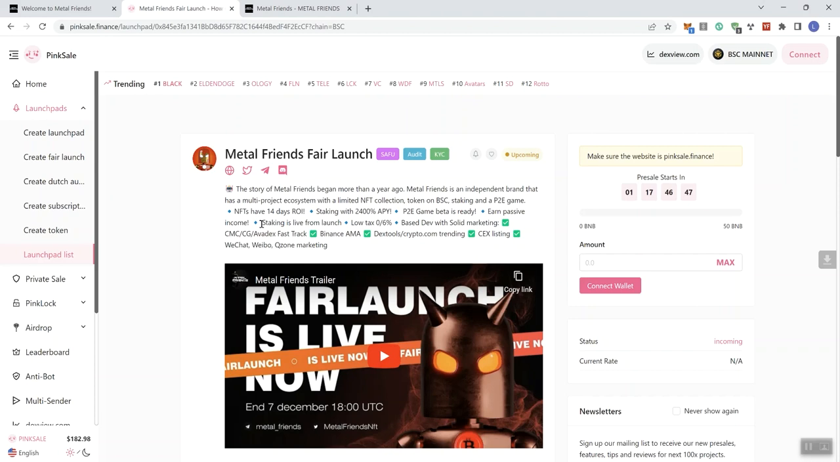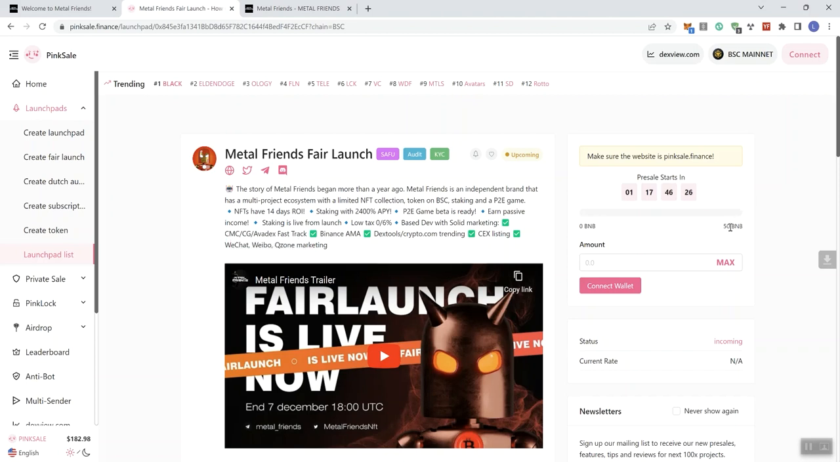Earn passive income, staking is live from launch, low tax, 0% on the buy side, 6% on the sell side. Based on this information, base dev with solid marketing and some things checked off here: CMC, CG, Avidex, fast tracking, Binance AMA, DexTools, Crypto.com, trending, centralized exchange listing, WeChat, Weibo, and Qzone marketing.